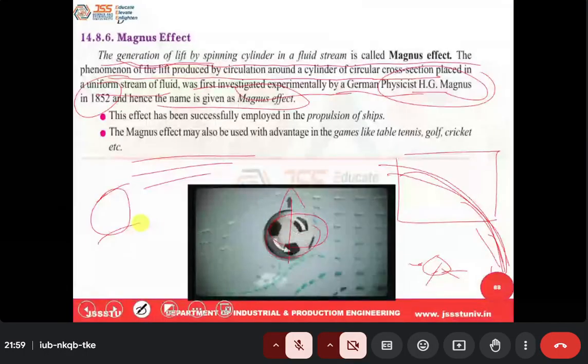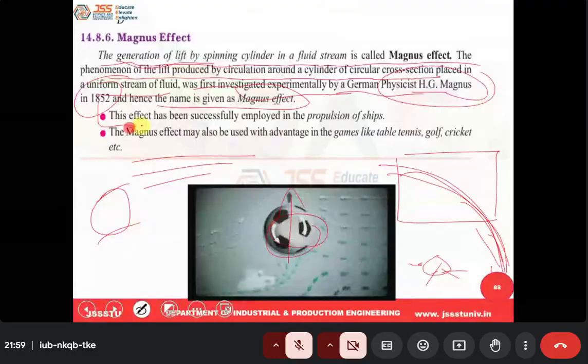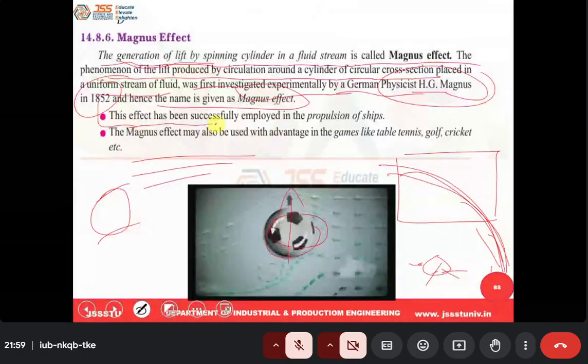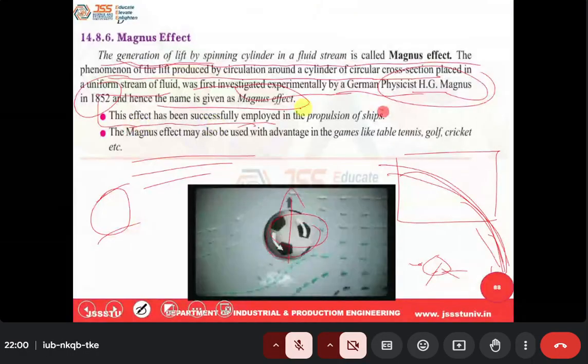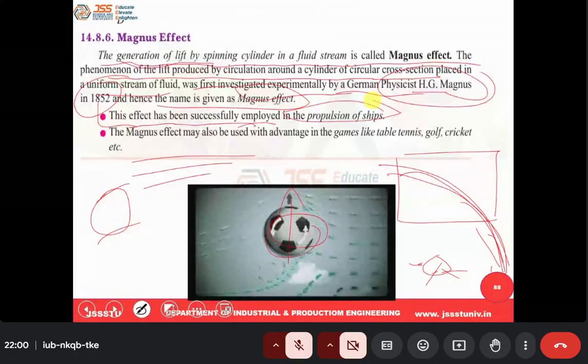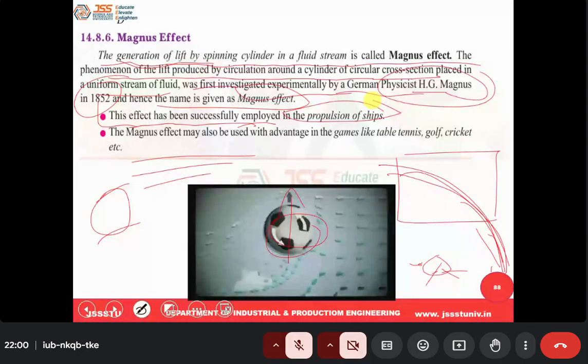So what is the Magnus effect used for? They have successfully employed this in the propulsion of ships. To run the ship they use the Magnus effect; on ships they rotate a cylinder, and that will lift and move the ship. The Magnus effect is also used to advantage in games like table tennis, golf, and cricket.